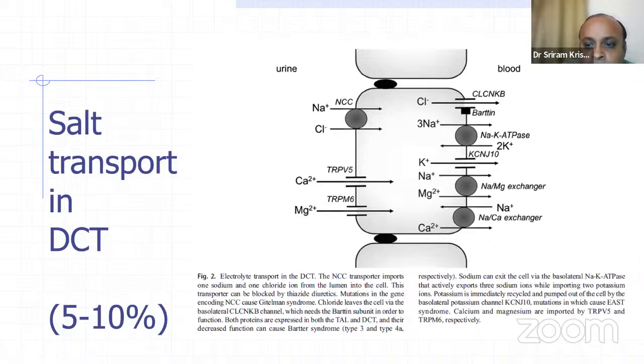The potassium is immediately recycled and pumped out of the cell by the basolateral potassium channel KCNJ10, and mutations of KCNJ10 ultimately lead to EAST syndrome. And the calcium and magnesium are imported by the TRPV6 and the TRPM6 respectively.